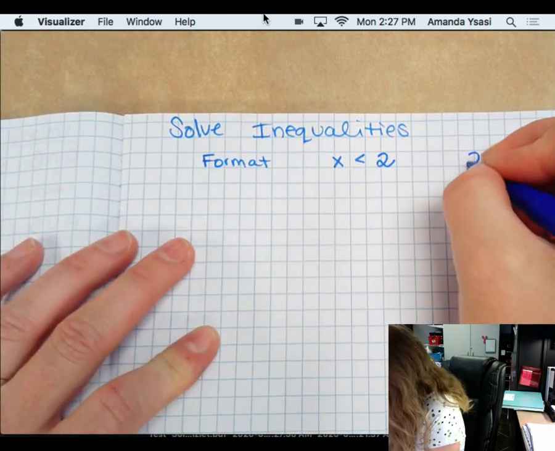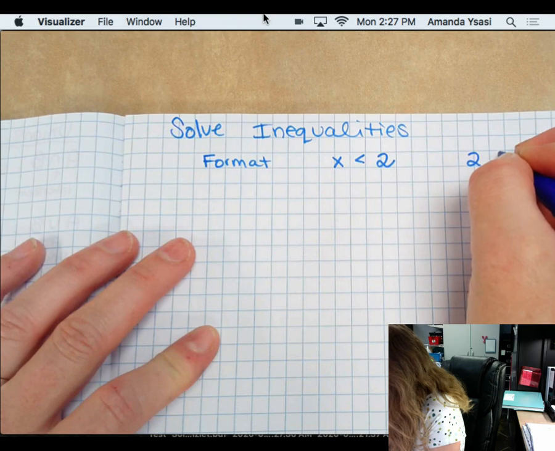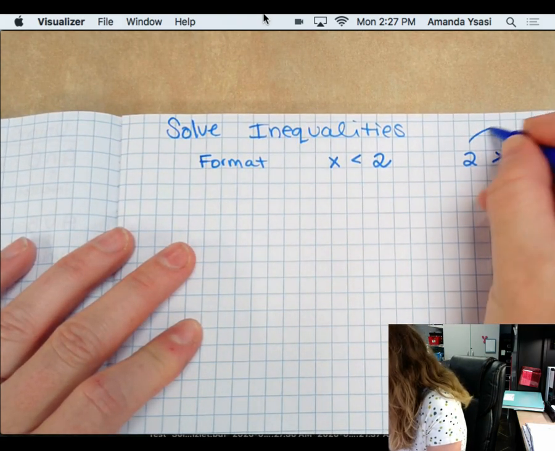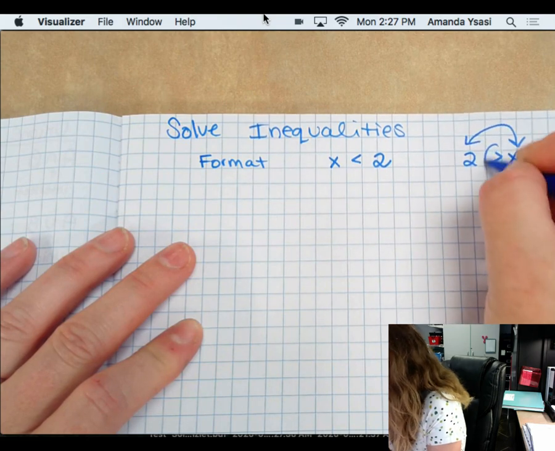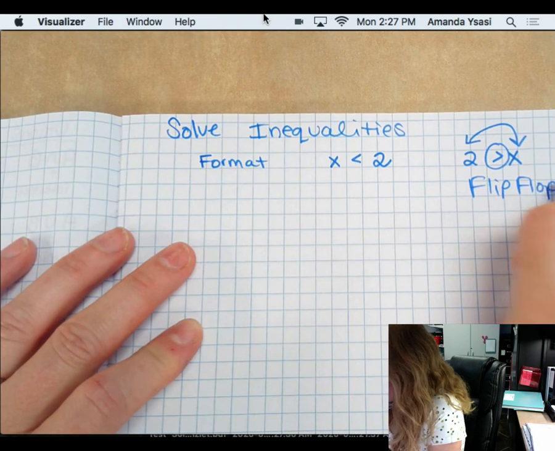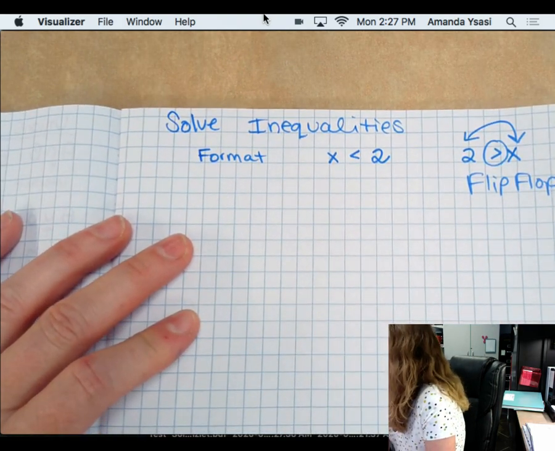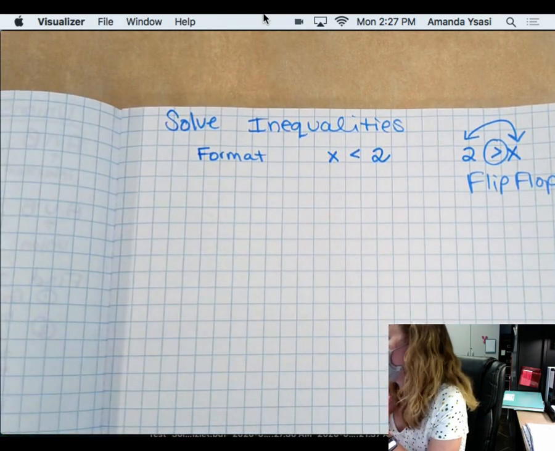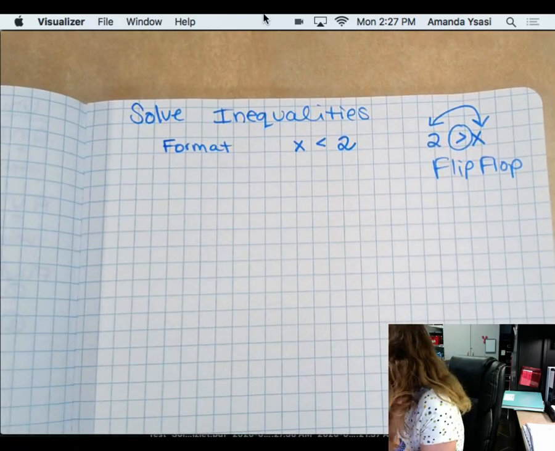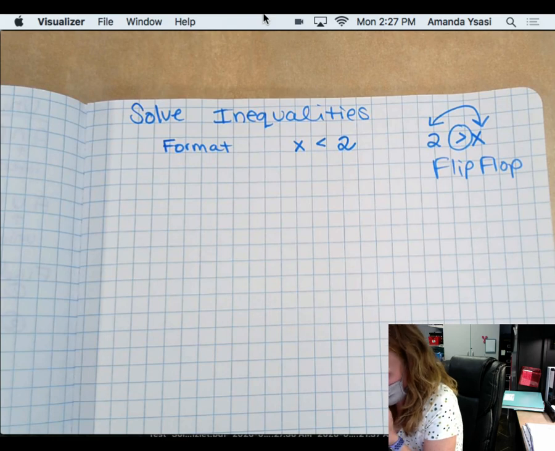You don't want to have it like this. If you do, you just need to flip these and flip this symbol. We want it in the x inequality and then some number so that it's in the format that we need in order to graph it.